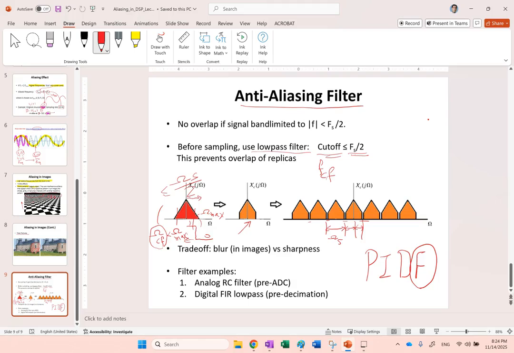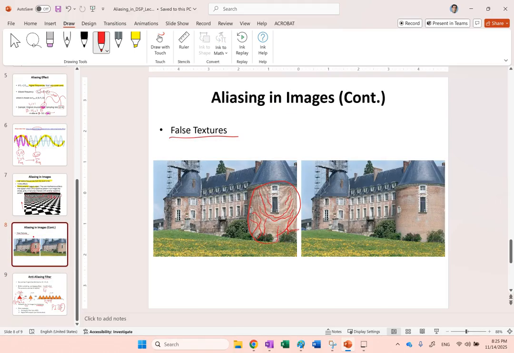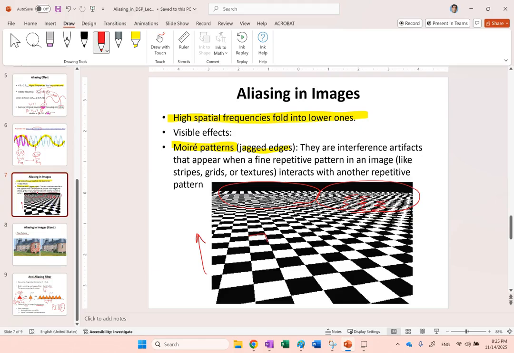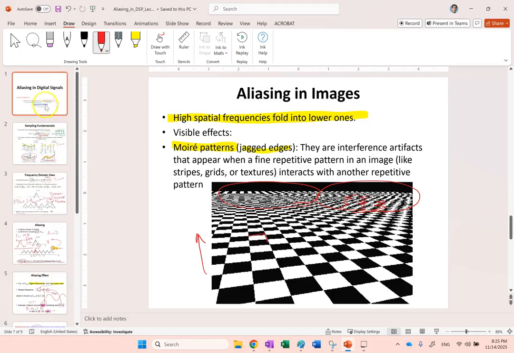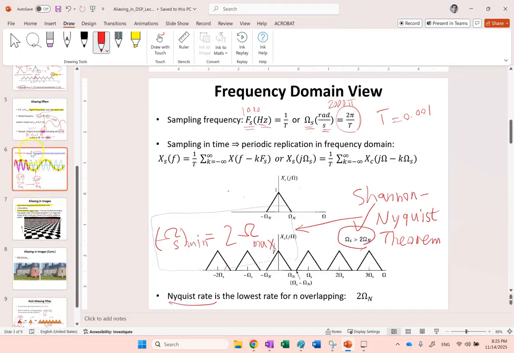Now, is there any drawback? Is there any trade-off? Sure. When you remove some of the high frequencies in an image, you are going to blur it. If it's audio, you are going to remove some of the high-pitched voices or some of the sharpness in a signal. So you lose a little bit of quality or high pitch in the voice, but at least you are not going to get these weird artifacts that do not exist. Okay, so this is the essence of aliasing and the Shannon-Nyquist theorem and the anti-aliasing filter.